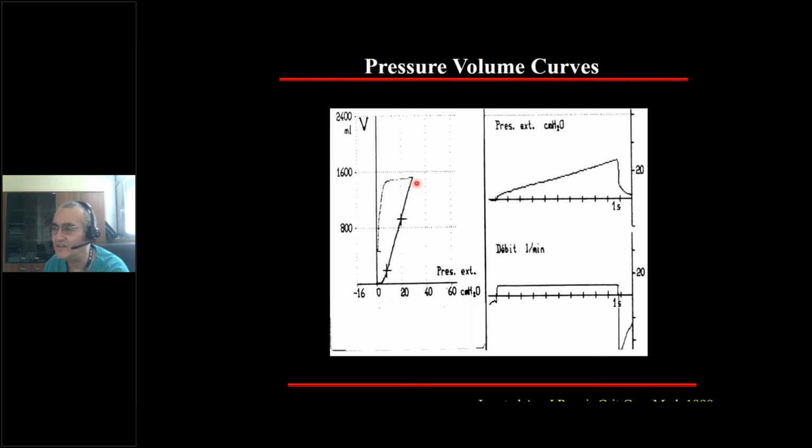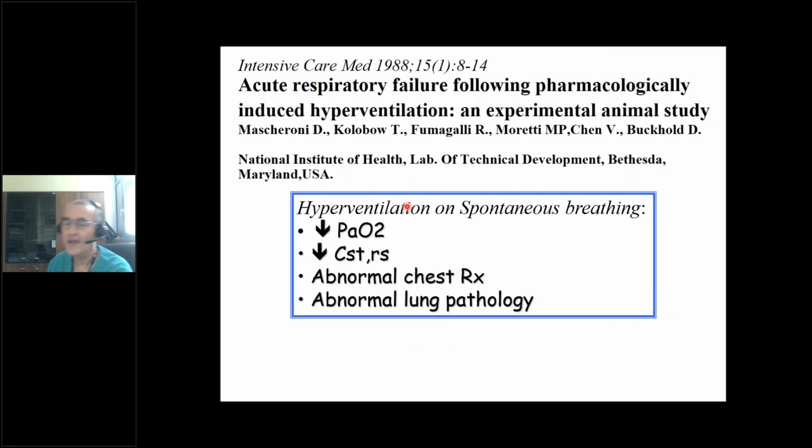In this case, you see there is no major inflection point. It's a straight line, differently from the other patient that we saw at the beginning of my presentation. So, the pressure volume curve identifies the lower inflection point, so that we avoid large phenomena of atelectrauma, and the upper inflection point to avoid overdistension. This is just the beginning of the story.